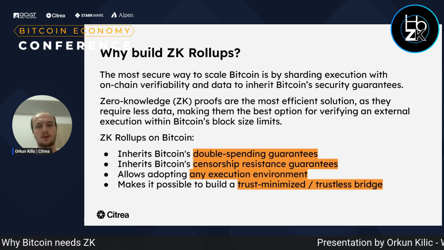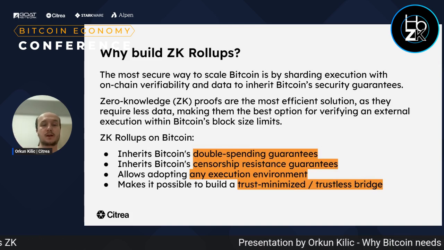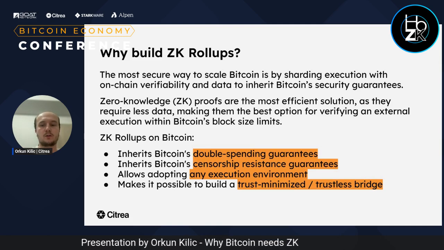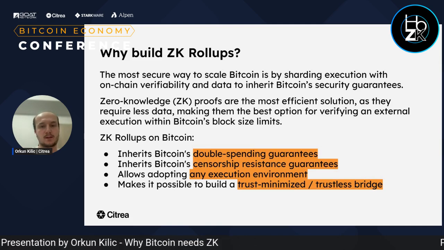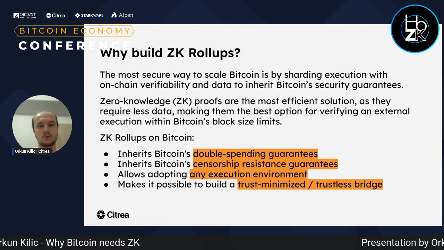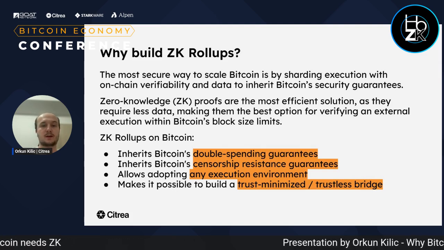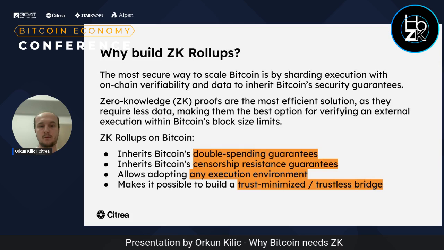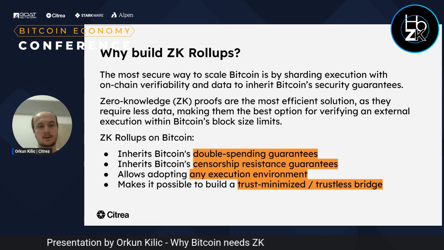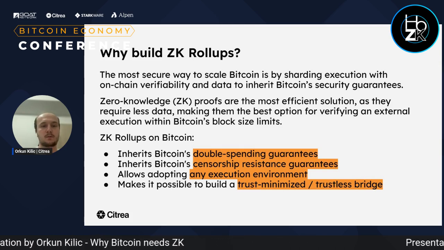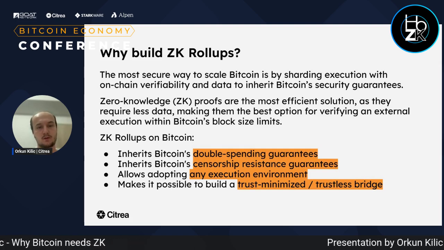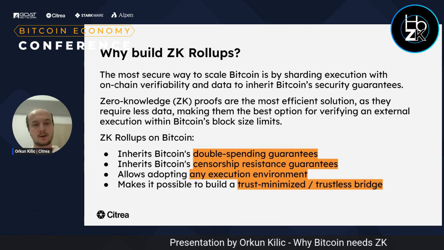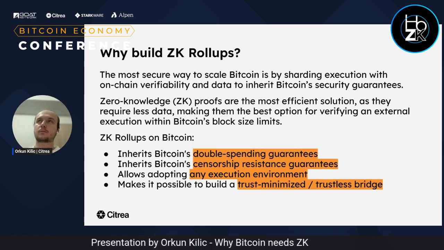Building a ZK rollup means that you have almost another blockchain, a virtual blockchain, where you compress all the inputs, outputs and the execution into one succinct proof, so that the proof can be embedded in Bitcoin and we can inherit much of the security guarantees coming from Bitcoin. If we build a ZK rollup on Bitcoin, we inherit Bitcoin's double spending guarantee, and we inherit Bitcoin's censorship resistance guarantees.